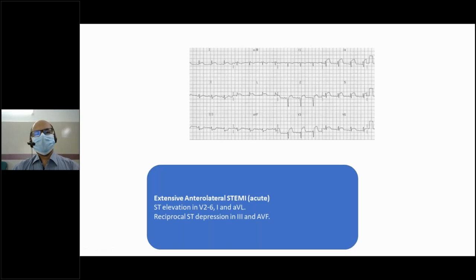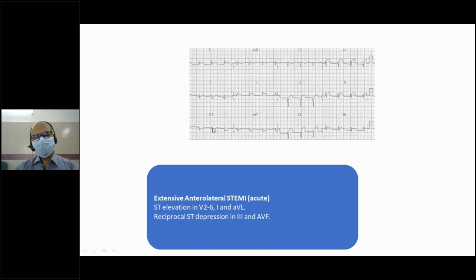This patient has extensive myocardial infarction, involving 1, AVL as well as all of these chest leads, and this patient also has reciprocal changes in the opposite leads, usually 2, 3, AVL. So this is the typical ST depression. This is more predominant in V3. This is ST depression. This is ST depression.